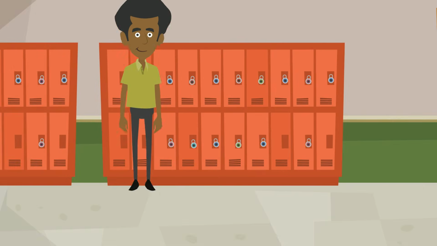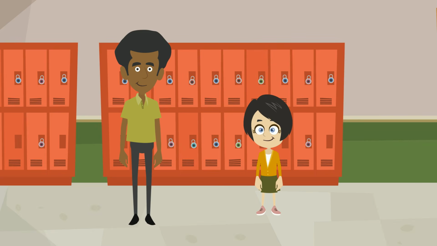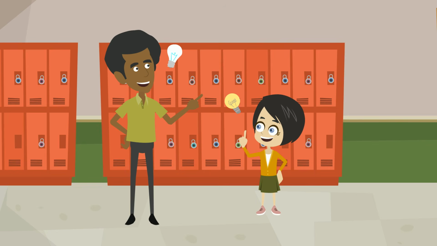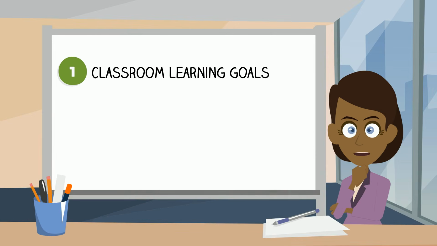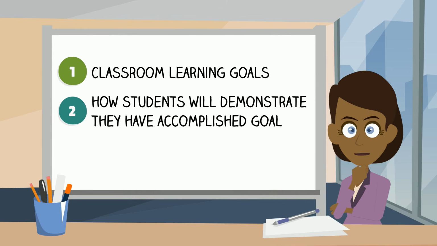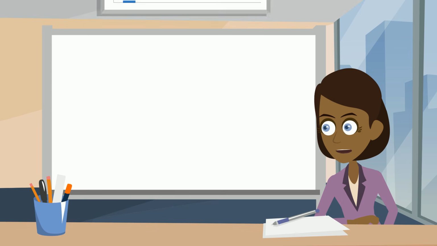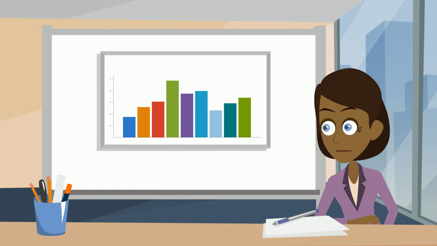Now that everyone, educator and student, is aware of the learning goal and the criteria for success, how will everyone know that they have arrived? Once you've established the classroom learning goals, the next step is to determine how students will demonstrate that they have accomplished this goal. Not only do you have to create a measurement of student success that is aligned with the classroom learning goals, you need to determine the success criteria.